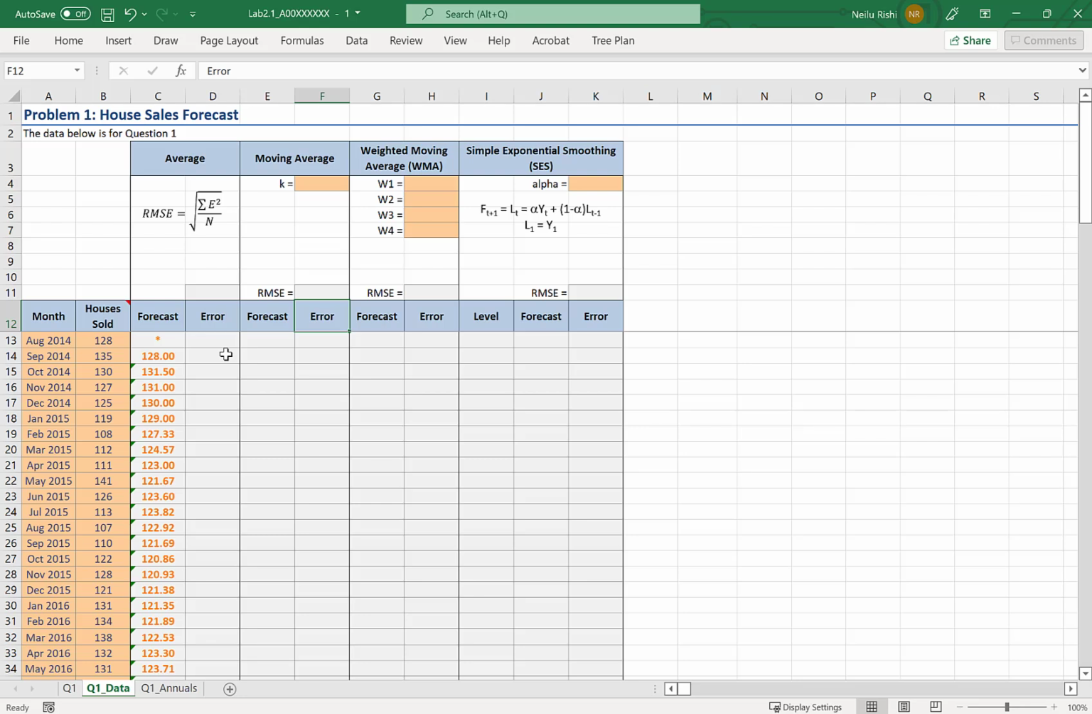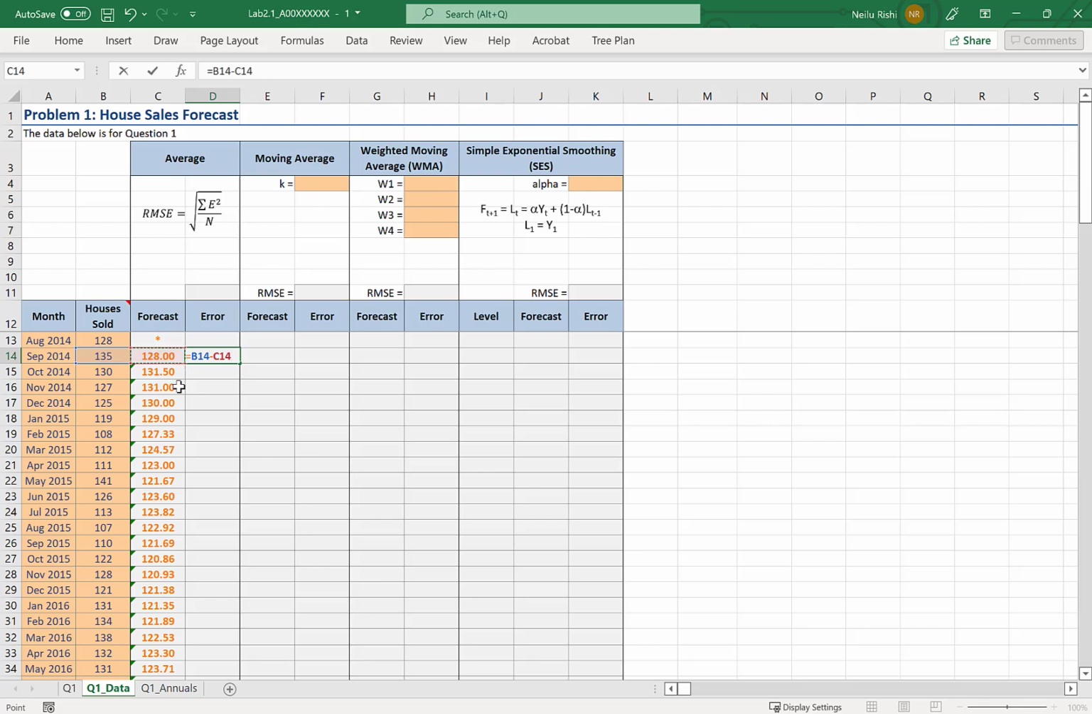To assess the accuracy of a forecast, we're going to do an error check. So for my forecast here that I've just completed, I'm going to take the observed values, the houses sold, and the forecast, and I'm going to examine the difference. And the error is going to be what the observation was, in this case 135, minus the forecast of 128.